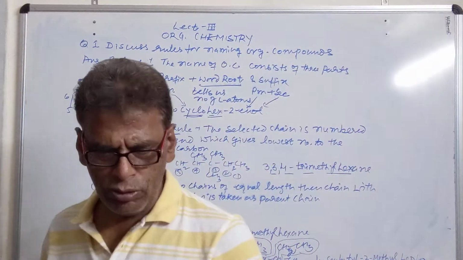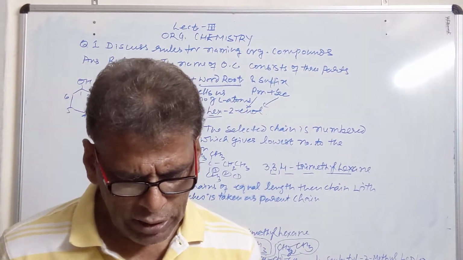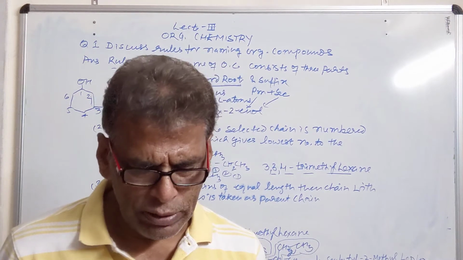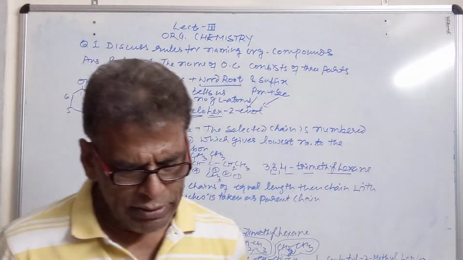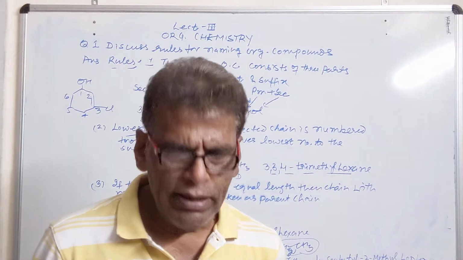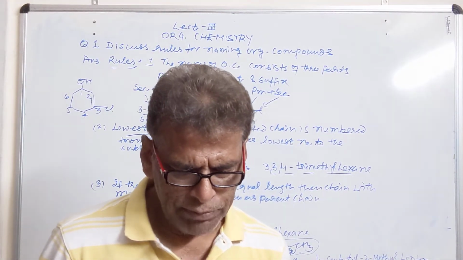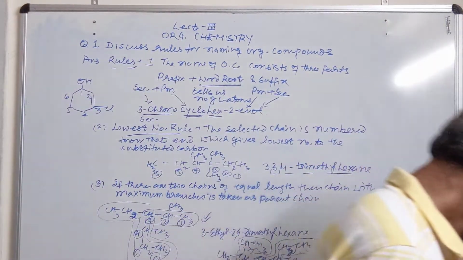So after doing this rule, chains of equal length, then we have lowest set of locants. Then if you are having 2 or more substituents, number the carbon chain in the parent chain starting from that end, which gives smaller number to the substituted carbon. Now let us take few examples to justify this.